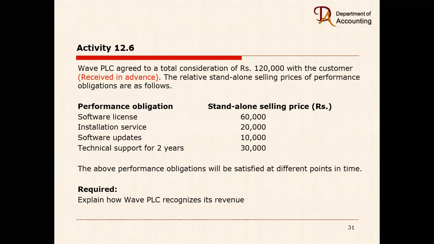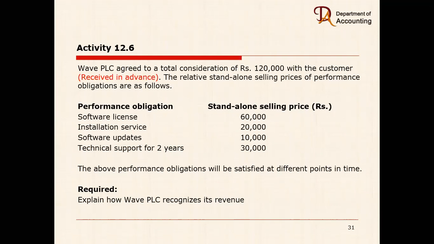Let's look at that through an example. Wave PLC agreed to a purchase consideration of rupees 120,000 with a customer, and that particular amount you have received in advance. The relative standalone selling prices of the performance obligations are given. The above performance obligations will be satisfied at different points in time.